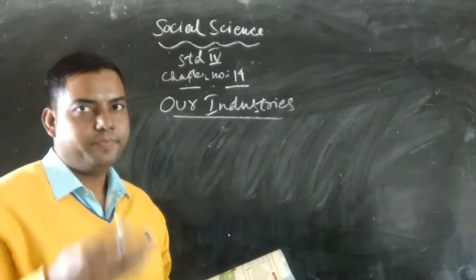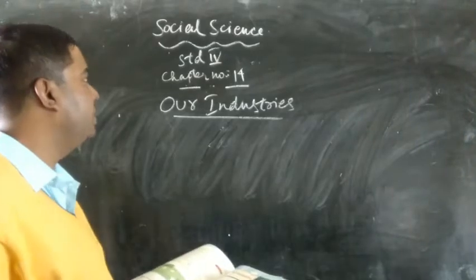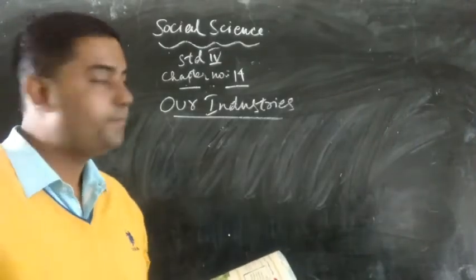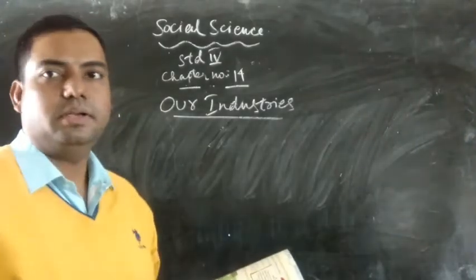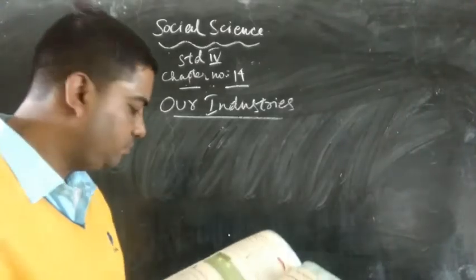My name is Francis sir, and today, my dear children, we will be taking chapter number 14 of Social Science for Standard 4, and the name of the chapter is Our Industries. So let's read and understand this chapter.